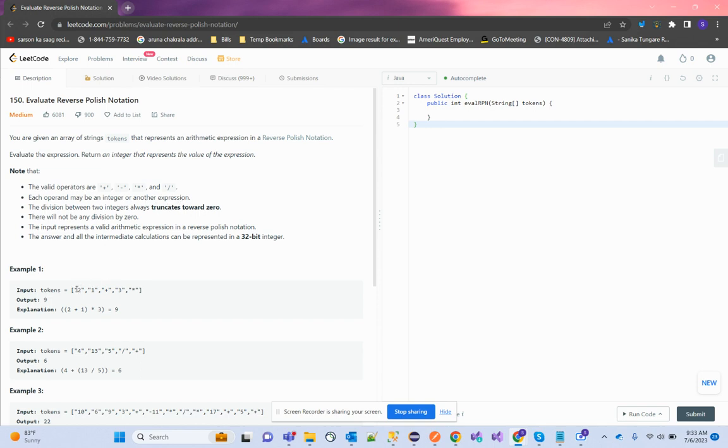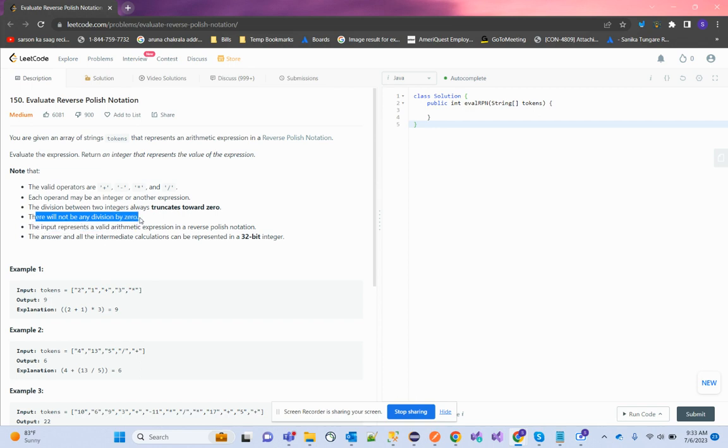I'm explaining the second point now; we'll go to the question later, just understand what the points are. Each operand may be an integer or another expression. The division between two integers truncates towards zero. So if there is any division operator, it will truncate towards zero. There will not be any division by zero.